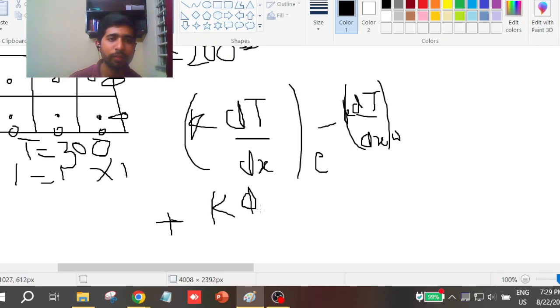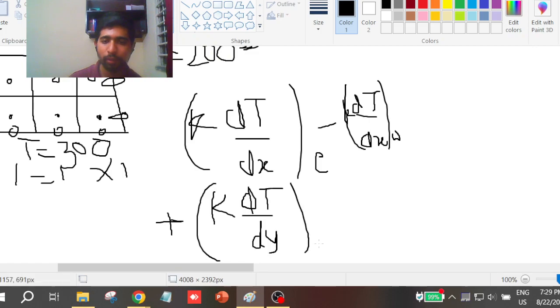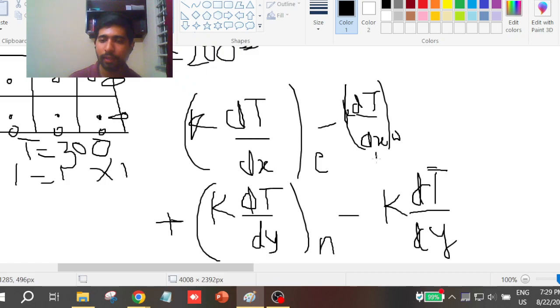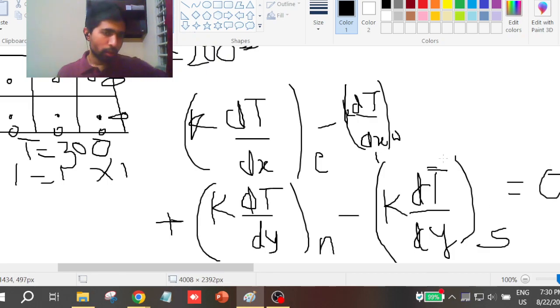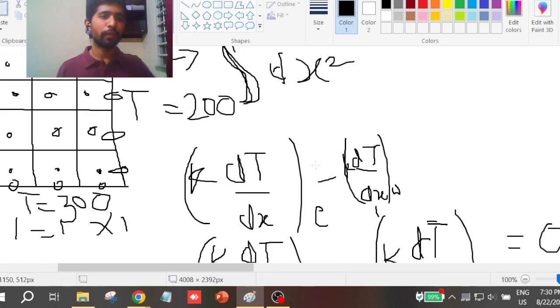Why? Can you write on the chat box? Why will you not get k dt by dx along the north face, and inversely, k dt by dy along the east and west faces? We will not get that for this simple Cartesian problem, which is equal to 0. It's 2D, but why don't we get k dt by dx along the north face also?